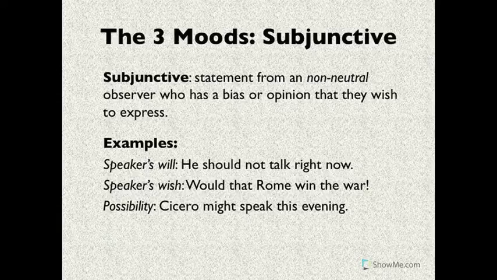We may also see some elements of possibility. For example, Cicero might speak this evening. Is Cicero going to speak? We don't know, but the subjunctive is showing the possibility that it might happen.